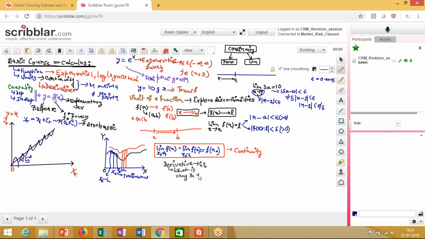The change in y if x was to change by 1 unit. If x was to change by 1 unit.